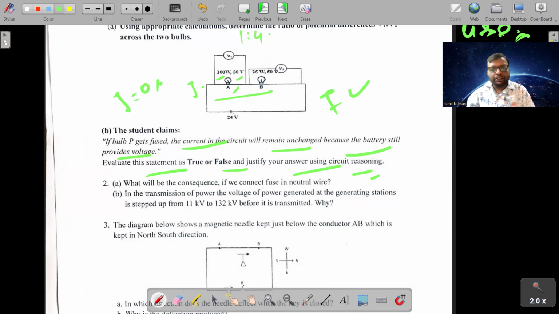So friends, what will happen? The circuit will change and the current in the circuit will become zero. There will be no current flowing in the circuit. So this is the correct solution of this problem. The circuit will be open and the current becomes zero. So here, friends, this is fast.